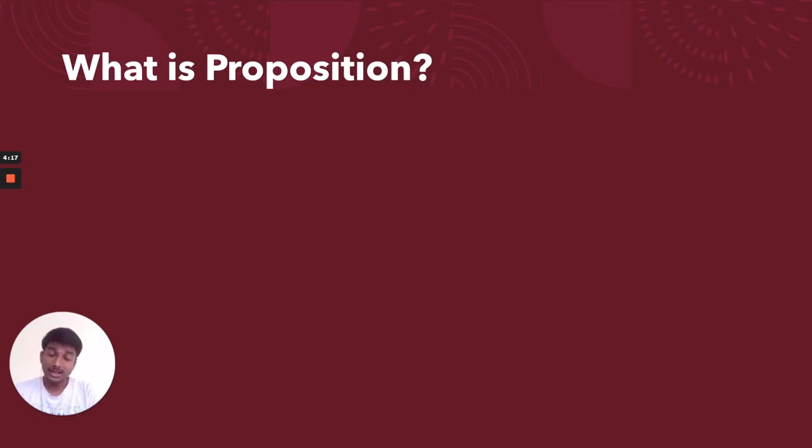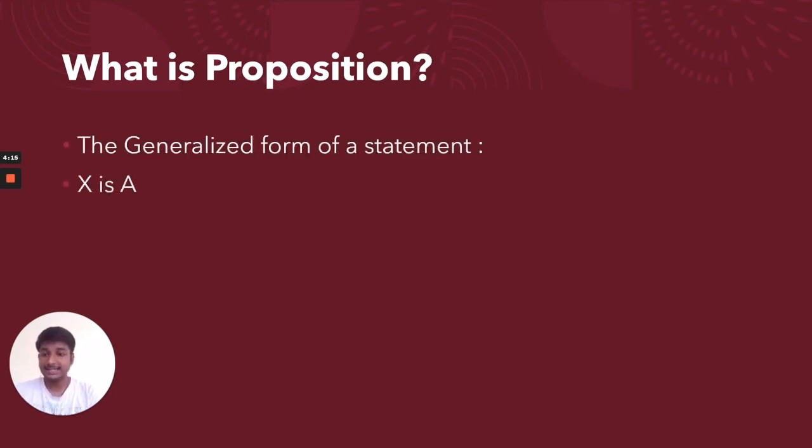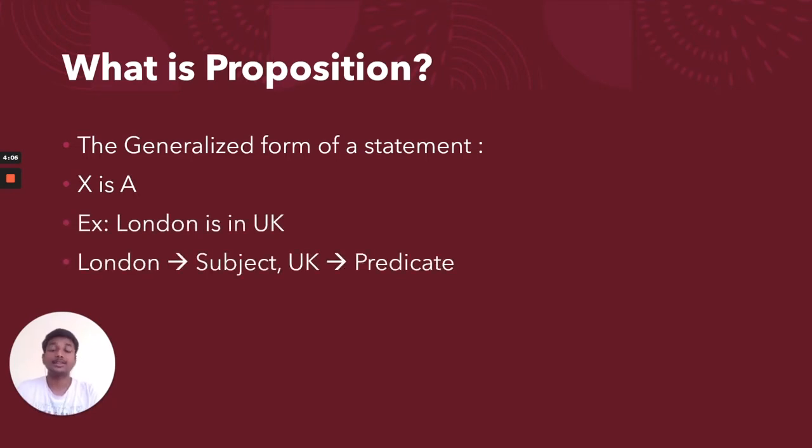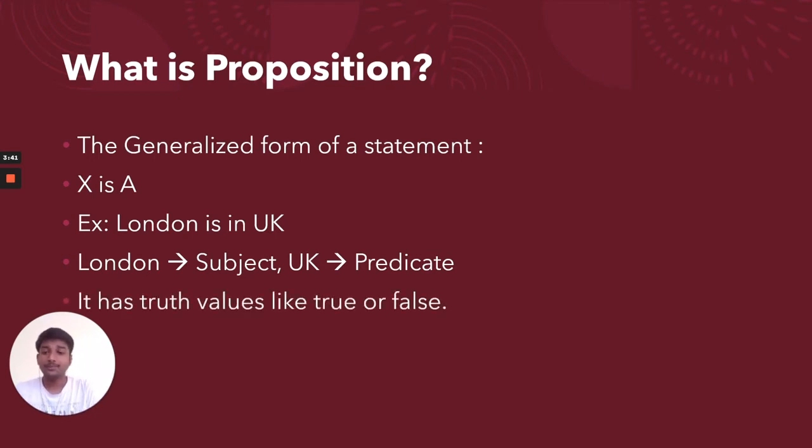If the generalized form of a statement is x is A... okay, let's jump into the example and I'll explain. Yes, here is the example. London is in UK. London is a subject and UK is a predicate. UK gives the geographical location of London. That means the predicate gives the property of London. And it has a truth value, like true or false.